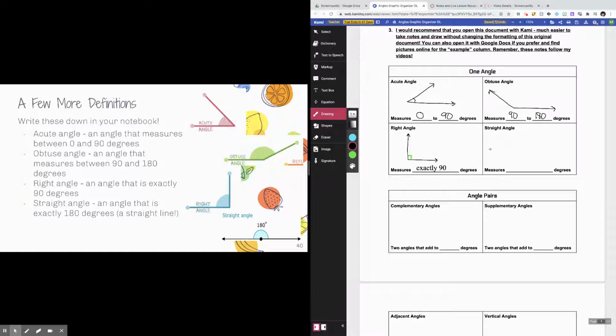And the very last type of angle is called a straight angle, which I know looks basically like a line, okay, which it essentially is, right? It's essentially a straight line, okay? But a straight angle is an angle that measures exactly 180 degrees, okay? So exactly 180 degrees.